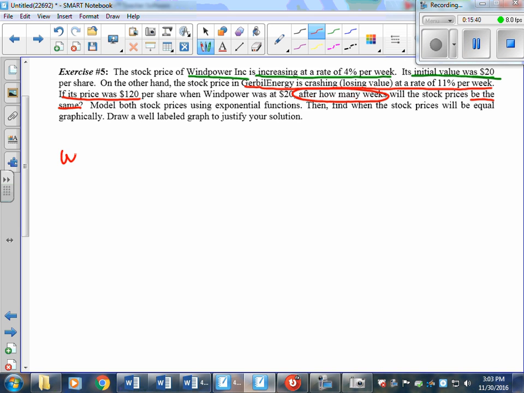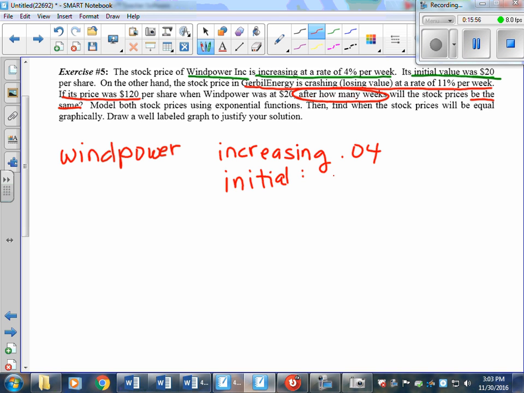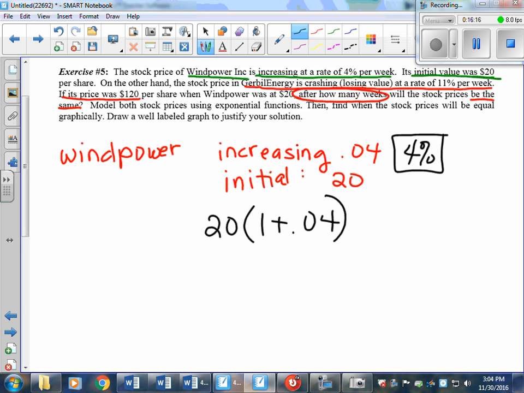Let's talk about Wind Power. Wind Power is increasing at 0.04 with an initial amount of $20 a share. All right? So if we write this equation down, we know this is going to be 20 times 1 plus 0.04, 4% per week. I kind of missed that part, I did that without talking about it. I changed that to 0.04, raised to the time.